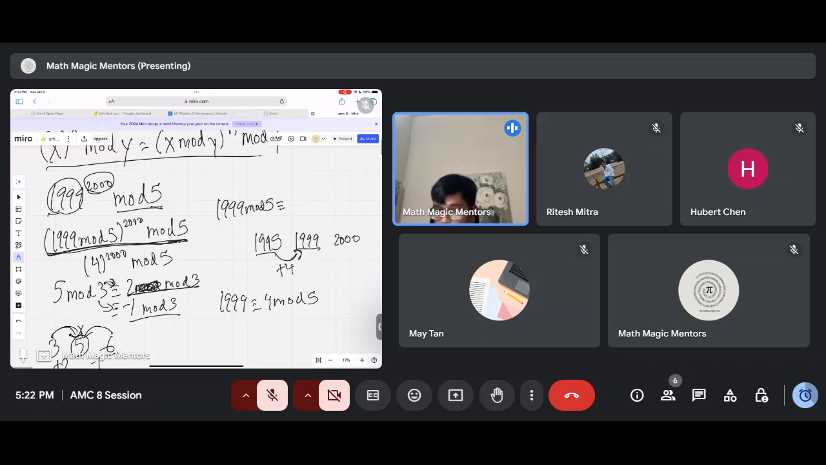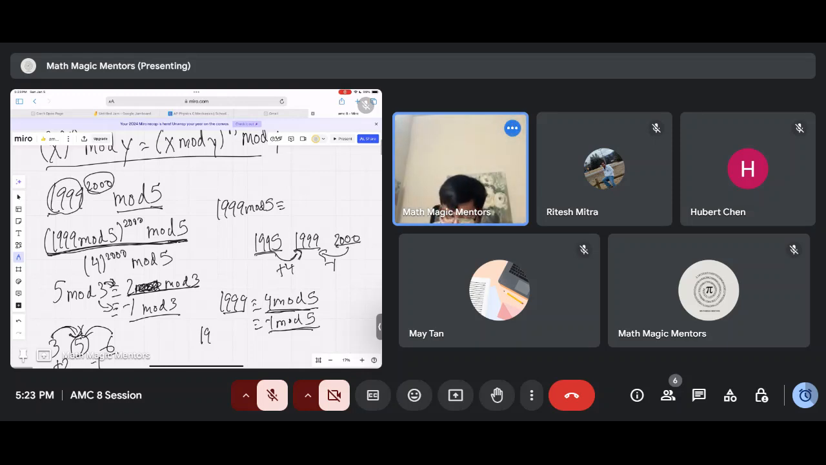1995 to 1999 is 4 positive steps. But from 2000 to 1999 is just negative 1. So 1999 is congruent to 4 mod 5 or negative 1 mod 5. Why? Because you could go from a perfect multiple of 5 either plus 4 steps and get to 1999, which is true because from 1995 there's plus 4 steps. Or you could backtrack one step. So from 2000, you could go to 1999, which is negative 1, and you could write this as being negative 1 mod 5, right?